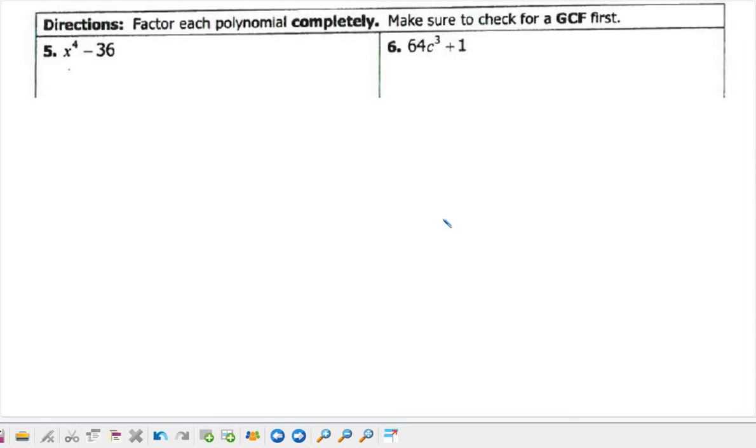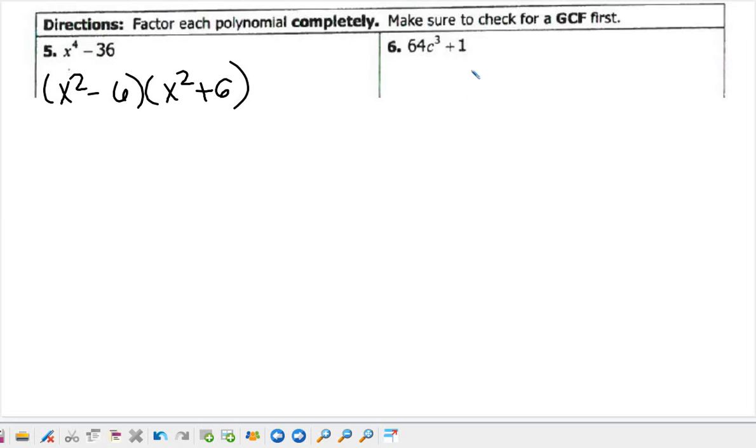Okay, so I'm just going to quickly go through some of these. Number 5 is a difference of squares. We have x squared minus 6 and x squared plus 6. The only thing that could possibly factor is here if this was a difference of squares, but 6 is not a perfect square, so we can move on.